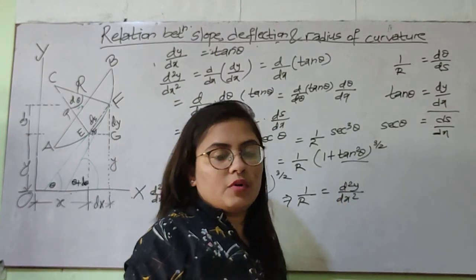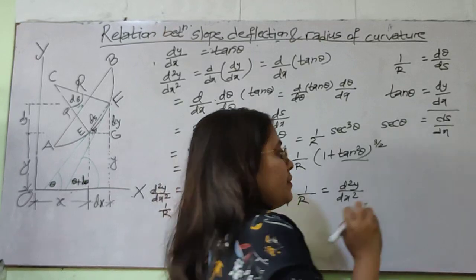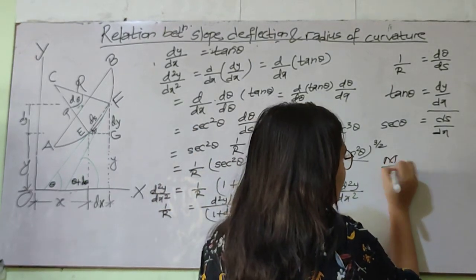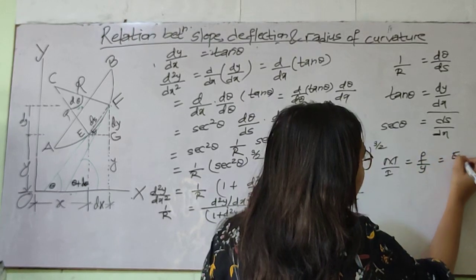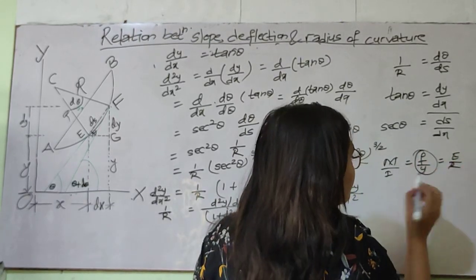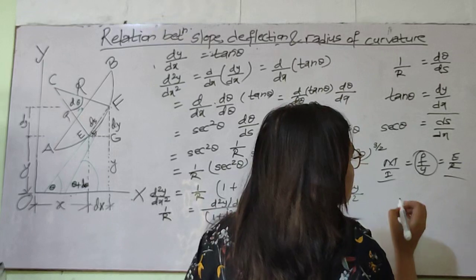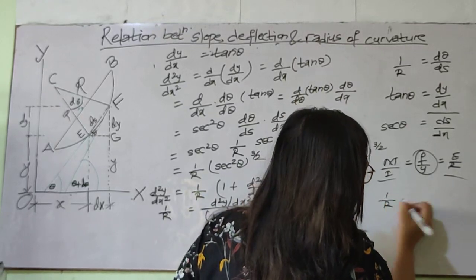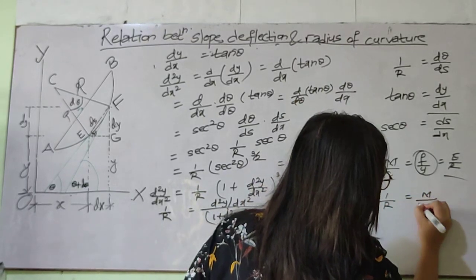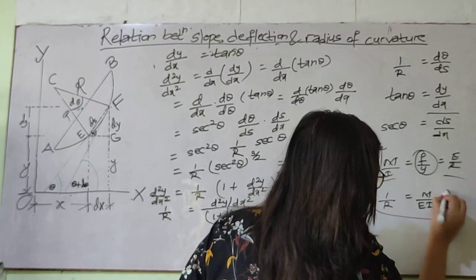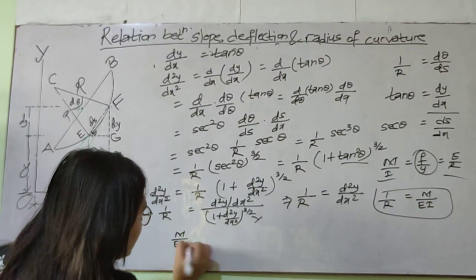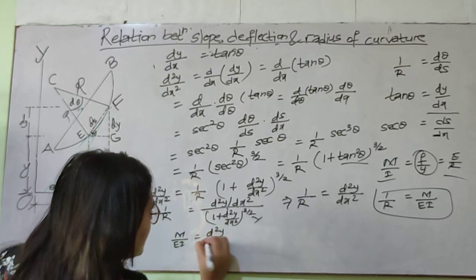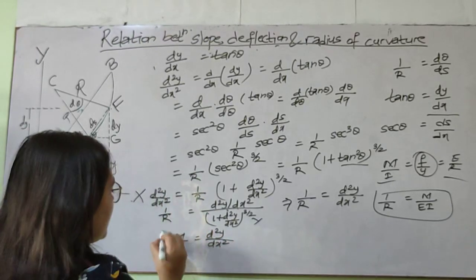Now we all know about the bending equation. From the bending equation we have M by I equal to f by y equal to E by R. I don't need the middle term, so I'll take only these two. This will give me 1 by r equal to M by EI. So I get M by EI equal to d square y by dx square.